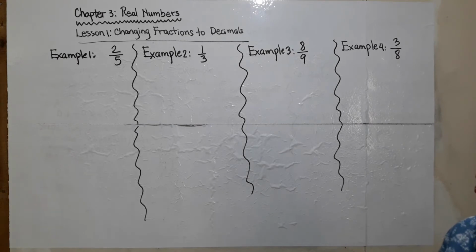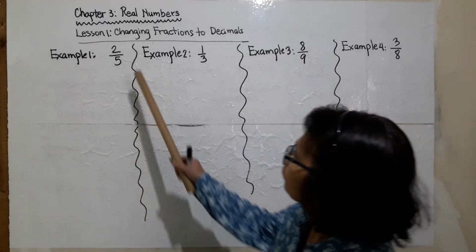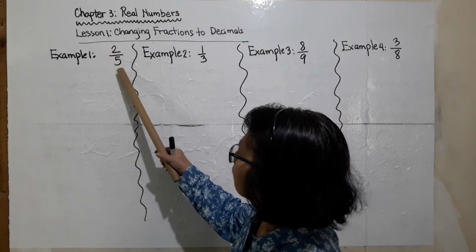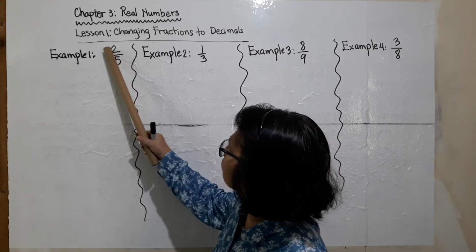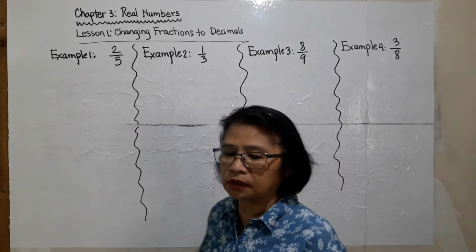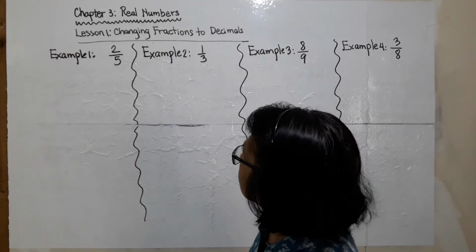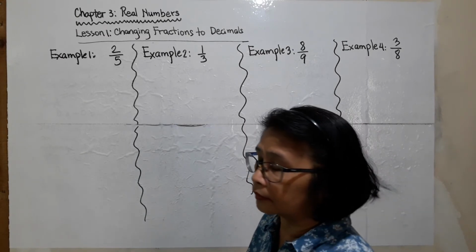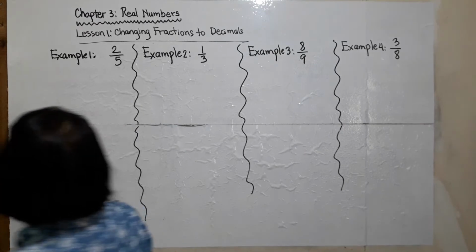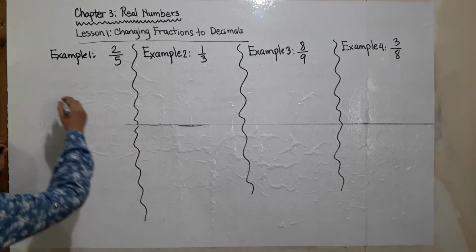Example 1, the given fraction is 2 over 5. This means we have 2 divided by 5. The bar between the numerator and the denominator means division. So that means to change a fraction to a decimal, we simply divide. We simply divide the numerator by its denominator 5.